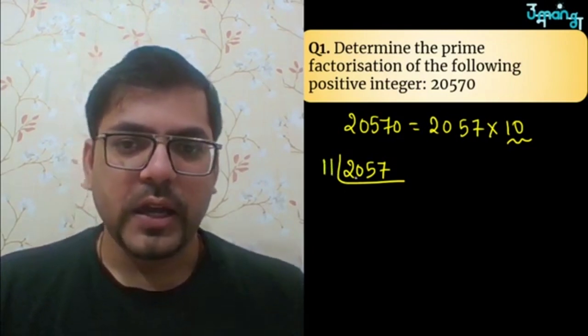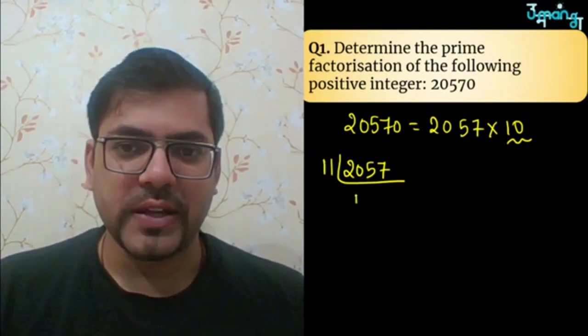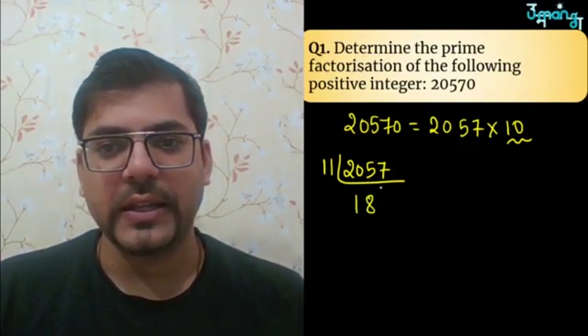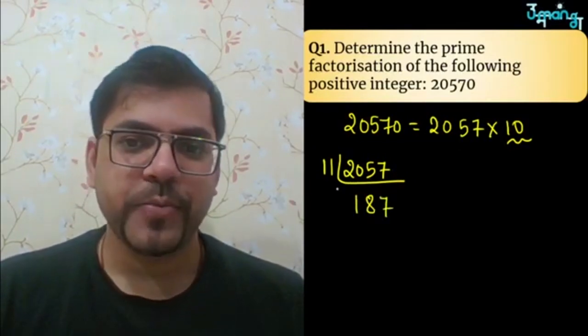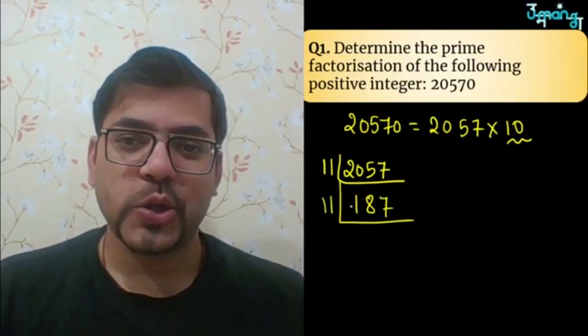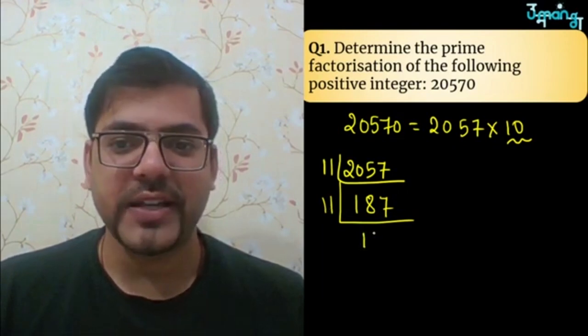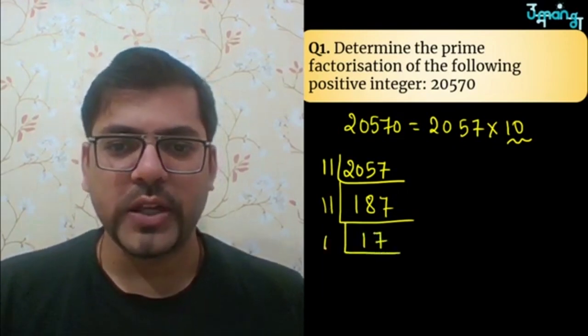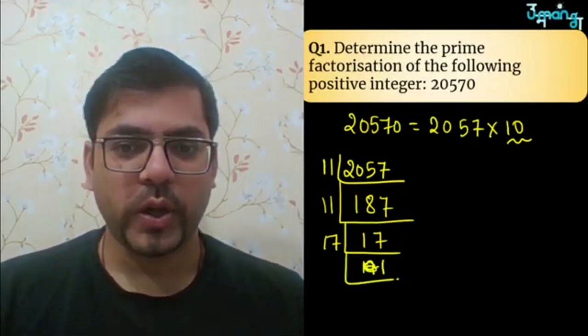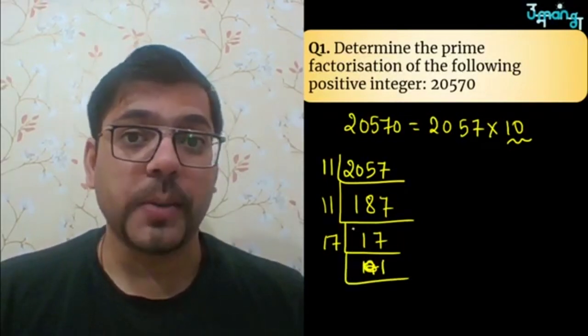So if I divide it by 11, 11 ones are 11, then 95, so 8 times 88, and then 7 times, yeah, 187. Now 187 is again divisible by 11 only. 11 ones are 11, 77, so you get 17. Now we know that 17 is a prime number, so 17 times 1. Okay, we got all the prime factors.